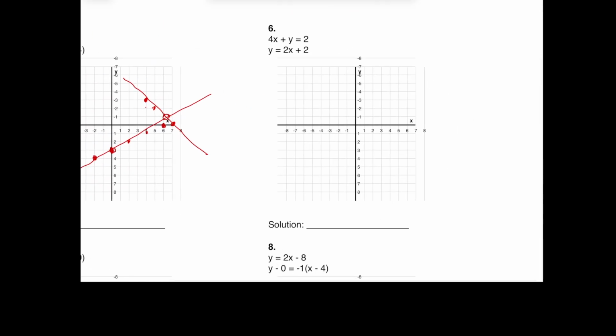Okay, let's go on to the next one. We're going to start at 2, and we're going to go up 2 over 1, up 2 over 1, up 2 over 1, or down 2 over 1, down 2 over 1, and I have got myself a nice pretty line. Let's do the next one.